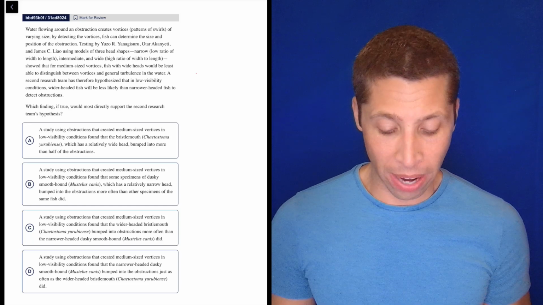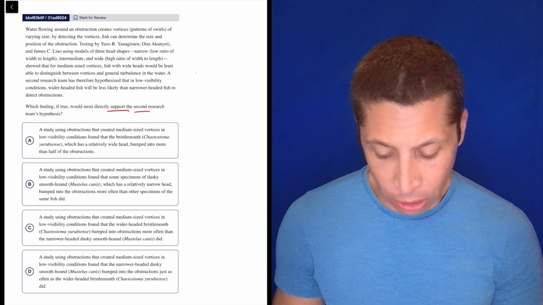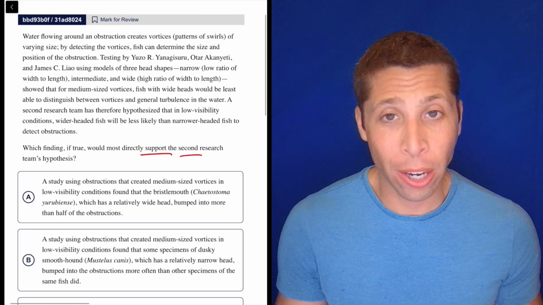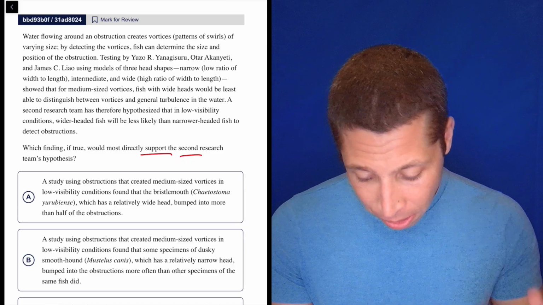All right, and I got another one where we have to support the research, so make sure we do that. But also, it's the second research team's hypothesis. So maybe there's two teams. We got to make sure we pay attention to the right one. So why you got to always read the question. Sometimes they give you specific instructions, and yes, you need to follow them. So let's look at this.